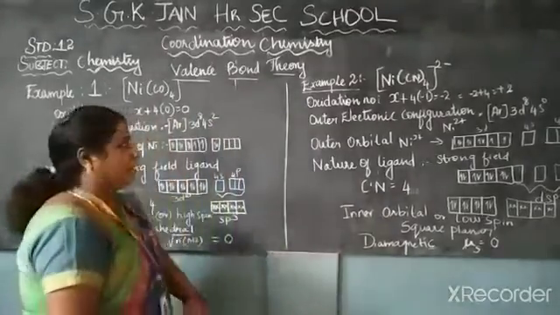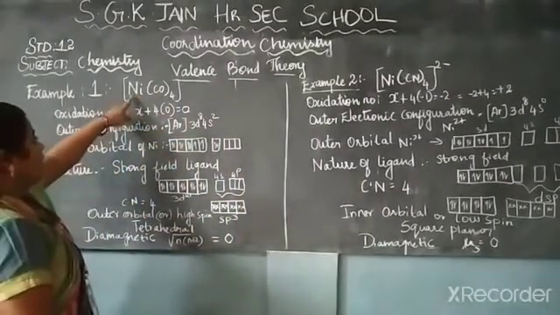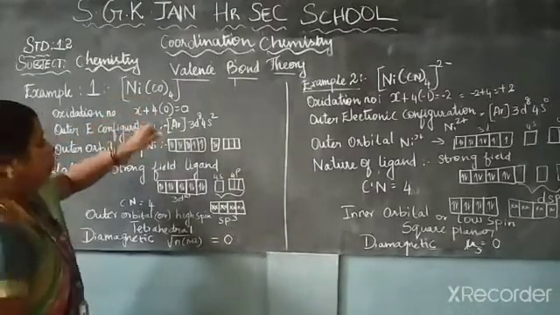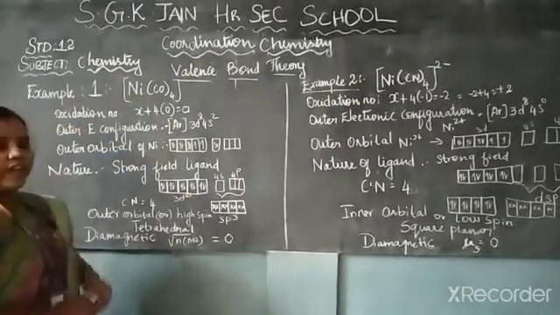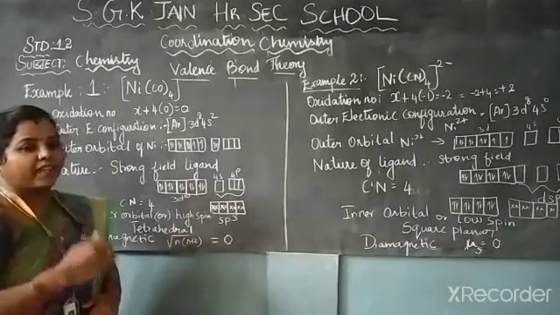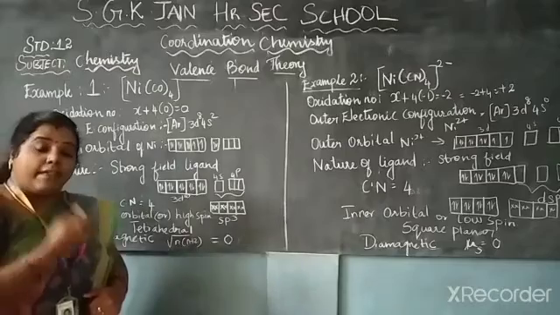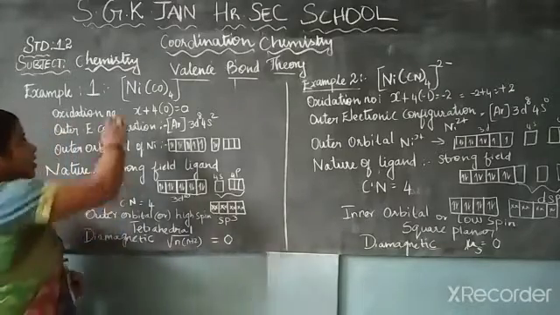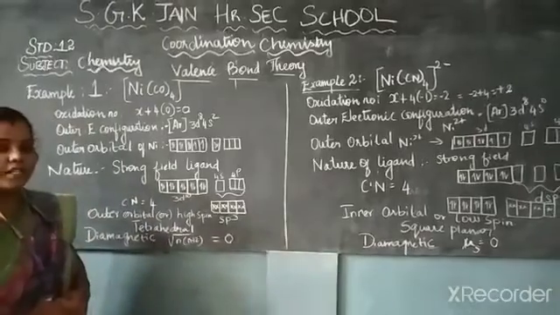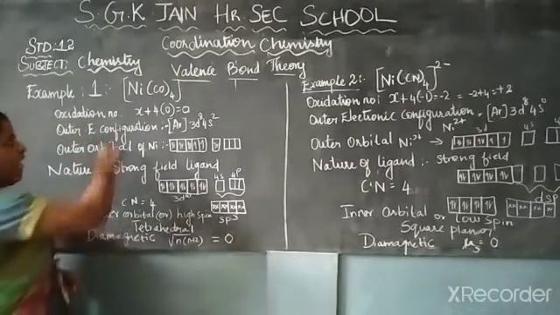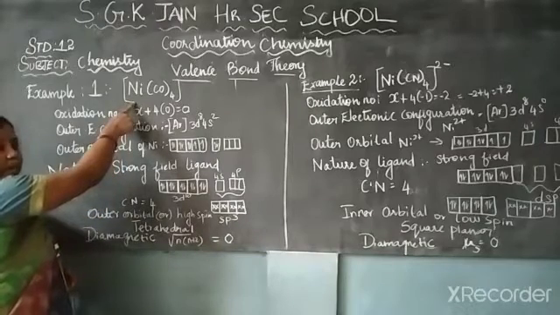Let's see the examples. The first one is Ni(CO)4, nickel tetracarbonyl. The first thing is we have to find the oxidation number. In the previous classes we discussed how to find the oxidation state, and in the 11th standard itself you know how to find it. First, we have to find the oxidation number of the metal. Here nickel is the central metal, so we have to find the oxidation number for nickel.